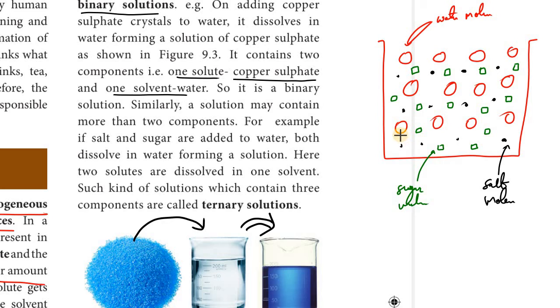Now in this case, how many solutes do we have here? We have two solutes, salt and sugar, and the solvent is water itself. So basically we have a situation of two solutes dissolving in one solvent, and this type of solution, which contains three components, is known as a ternary solution. So keep this in mind, dear students.